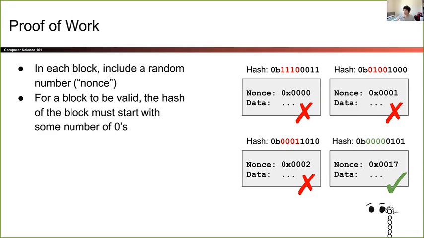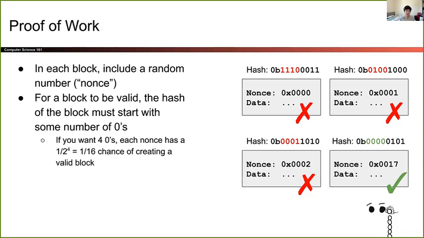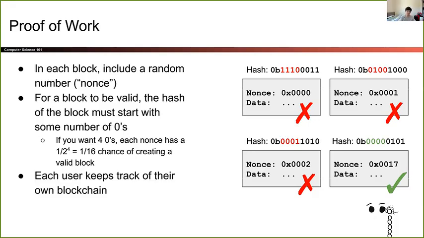So we say that a block is only valid if its hash starts with a number of zeros. And if we're talking about the properties of hash functions, if we want it to start with, say, 4 zeros, then each nonce only has a 1 in 16 chance of creating a valid block, because each of those bits only has a 50% chance of being 0, and we want all of them to be 0. Because we don't have a centralized public chain, each user is just going to keep track of their own blockchain.